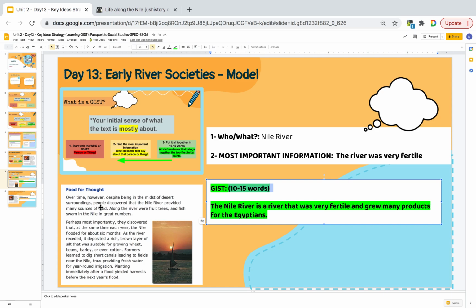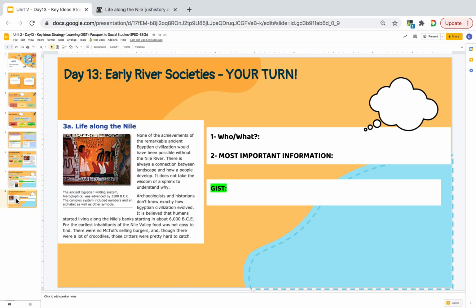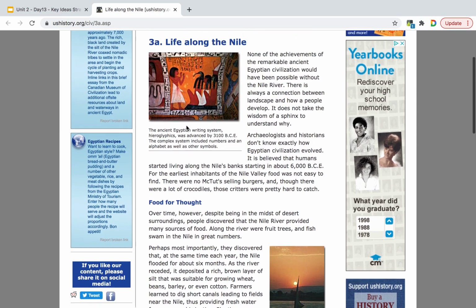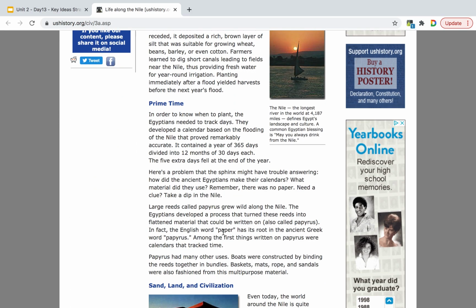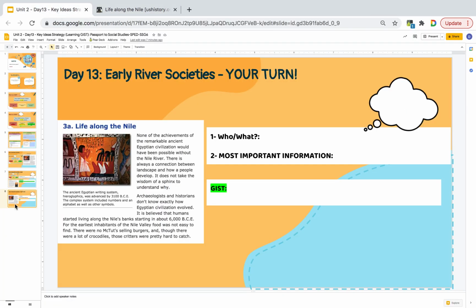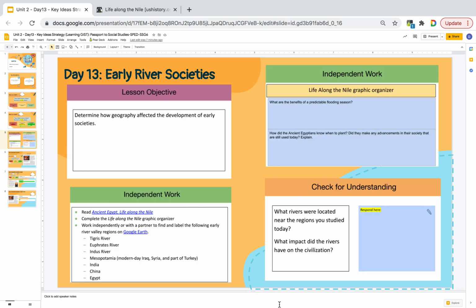So now it's going to be your turn. You're going to take a look at the rest of the article. As you're reading, think about who or what the section is mostly about. Then think about what is the most important information about that who or what as you read each section. Then you can take your notes and write down the gist. And this strategy is going to help you demonstrate what you have learned in your check for understanding at the end.